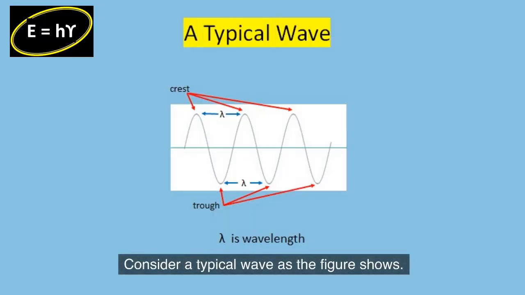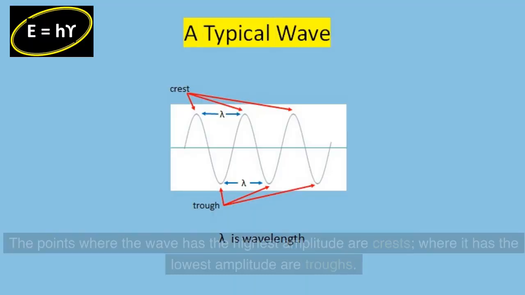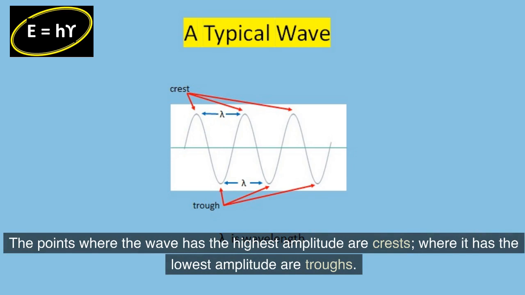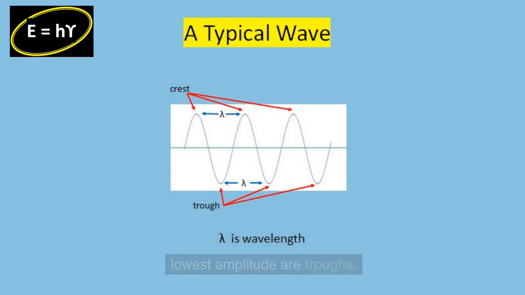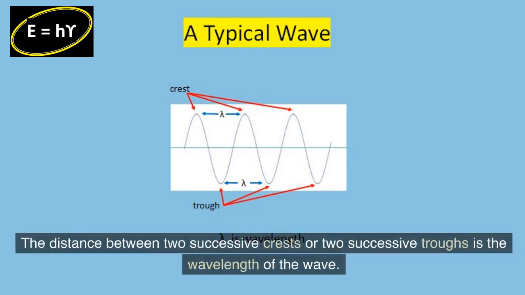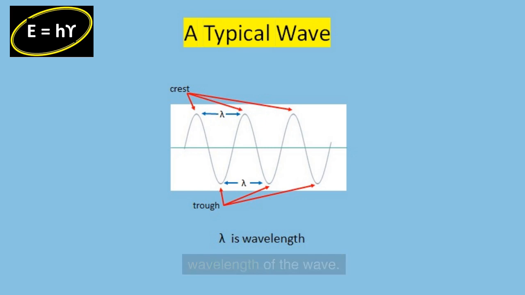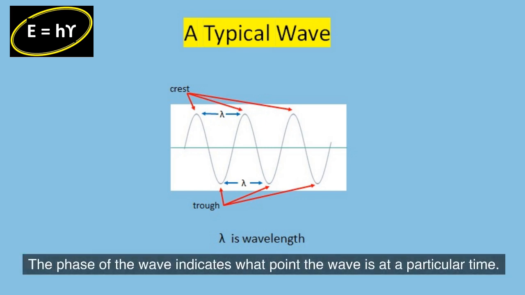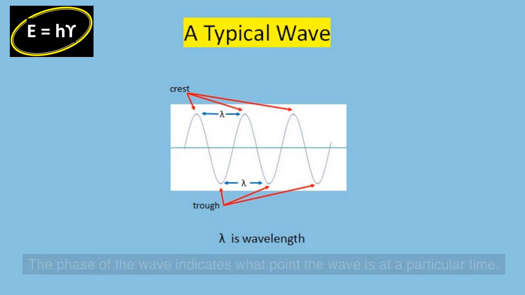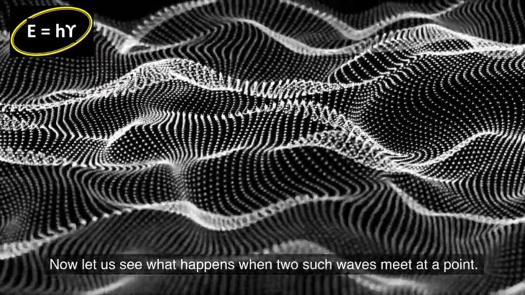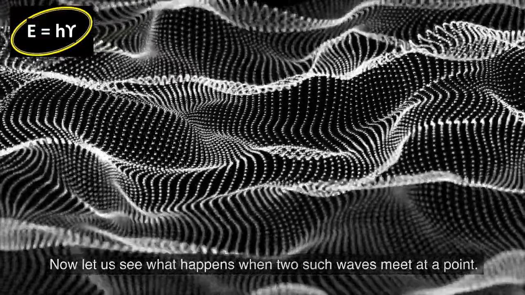Consider a typical wave as the figure shows. The points where the wave has the highest amplitude are crests, where it has the lowest amplitude are troughs. The distance between two successive crests or two successive troughs is the wavelength of the wave. The phase of the wave indicates what point the wave is at a particular time. Now let us see what happens when two such waves meet at a point.